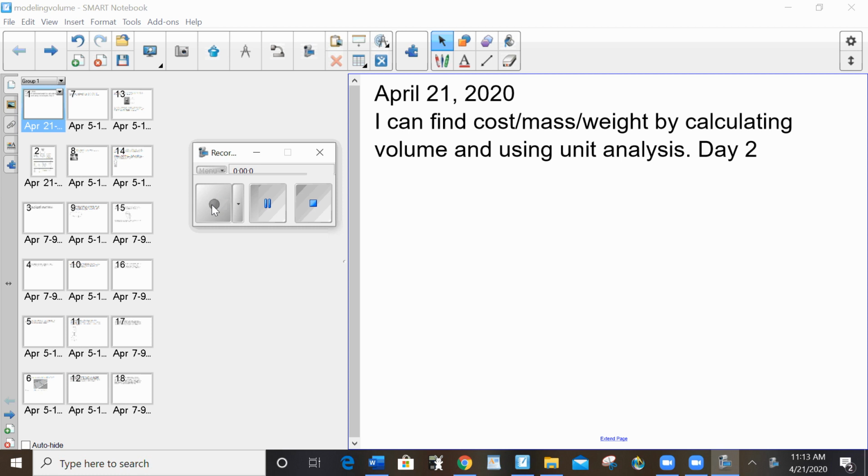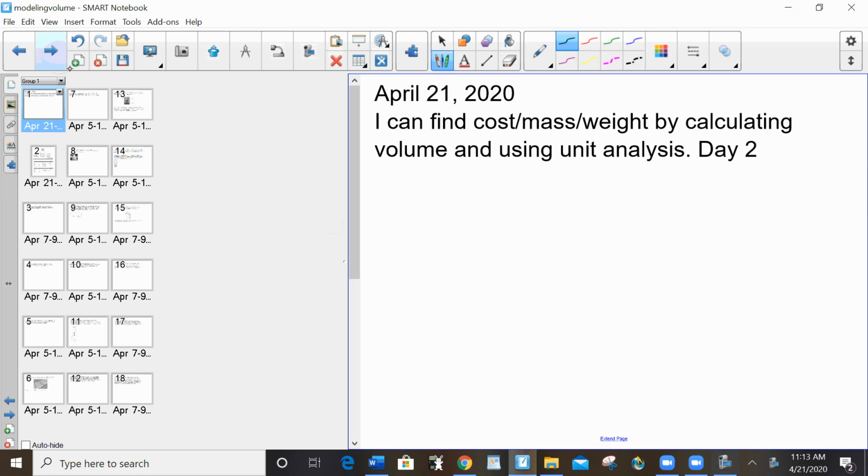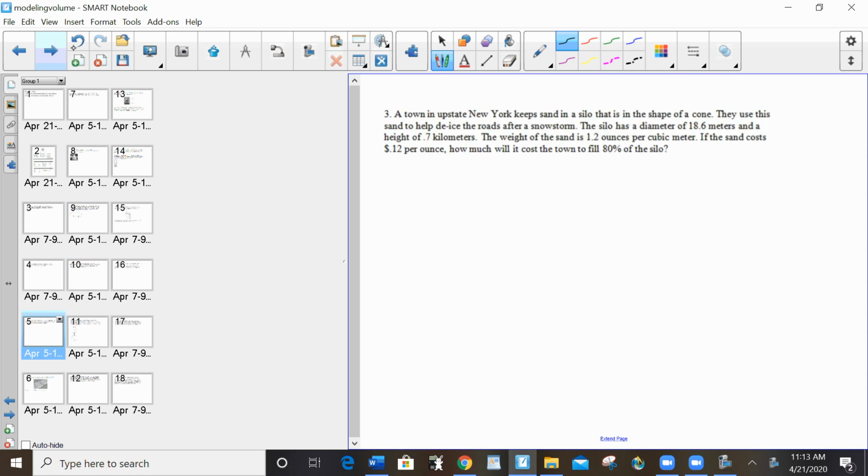Good morning. It is Tuesday, April 21st, and this is day 2 of finding cost or mass or weight by calculating volume and using unit analysis. This is modeling volume in your volume and three-dimensional objects packet. We did 1 and 2 together yesterday. I asked you to do 3 and 4, so let's go over something. Let's take a look.